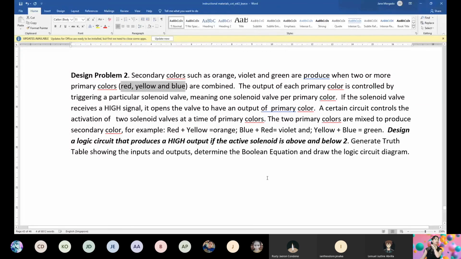Renz! Pakuha mo yung water tank kay Tito Jay. Dispenser pala. Water dispenser. Okay.